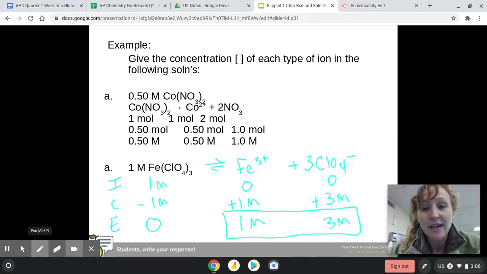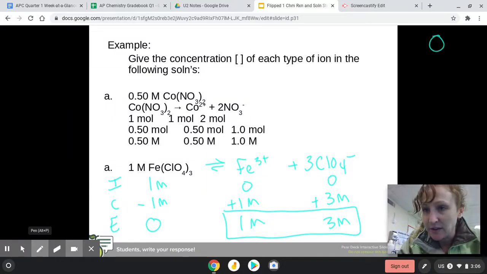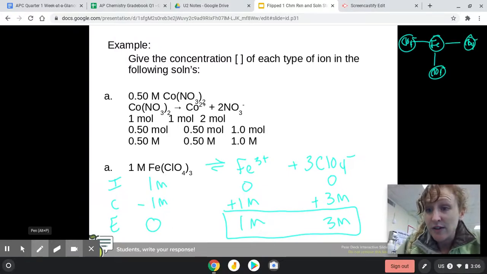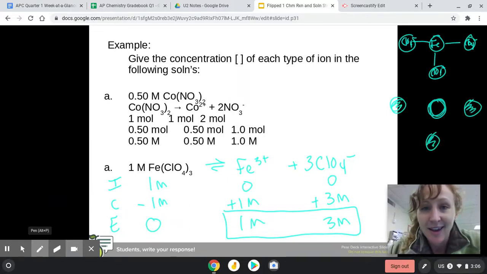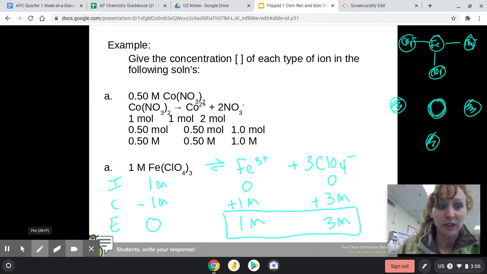And there you go. So if 1 mole per liter of iron 3 perchlorate falls apart, if that all falls apart, I'm going to get 1 iron by itself and then 3 perchlorates in the end. All right, so we're feeling more comfortable with this.